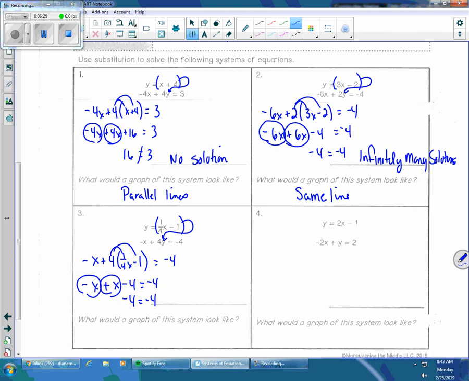So again, this one's going to be infinitely many. It doesn't mean any number will make the equation true. It means any number, any ordered pair that makes the first equation true will also make the second equation true. So again, what would this look like? It would look like the same line.